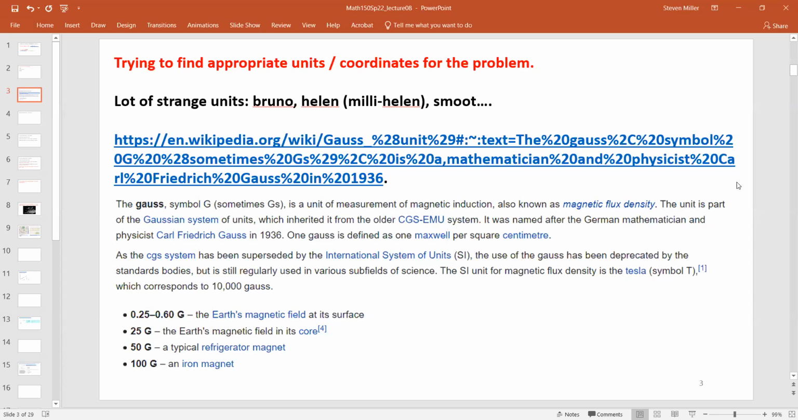The MKS unit for measurement of magnetic induction is the Tesla, which is just not practical for everyday stuff on Earth. A typical refrigerator magnet would be 50 Gauss. 1 Gauss is 1/10,000th of a Tesla. So if you're measuring things in Tesla on the surface of the Earth, it's just not a good scale to study. You ever want to figure out what is the right scale to study something?